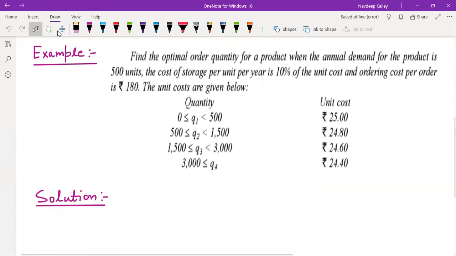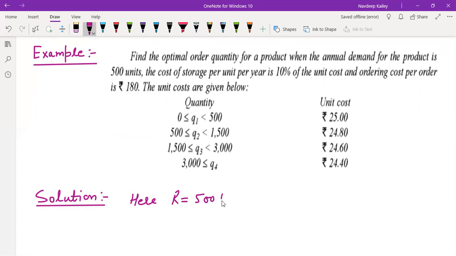Here we proceed as we proceeded in the last example, that is the inventory model with one price break. We proceed in a similar way. Here capital R is 500 units, the inventory carrying rate I is 10%, that is 0.10. Capital C3, the ordering cost per order, is rupees 180.